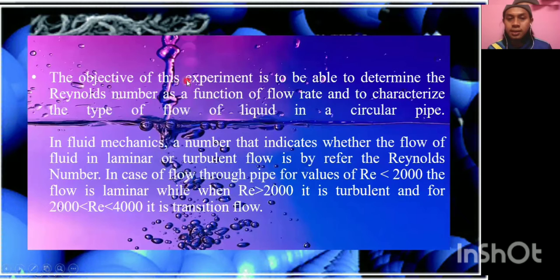So, the objective of this experiment is to be able to determine the Reynolds number as a function of flow rate and to characterize the type of flow of liquid in a circular pipe. In fluid mechanics, a number that indicates whether the flow of fluid is laminar or turbulent is the Reynolds number. In the case of flow through a pipe, for a value of Reynolds number less than 2000, the flow is laminar, while when Reynolds number is more than 2000, it is turbulent, and for Reynolds number more than 2000 and less than 4000, it is a transition flow.